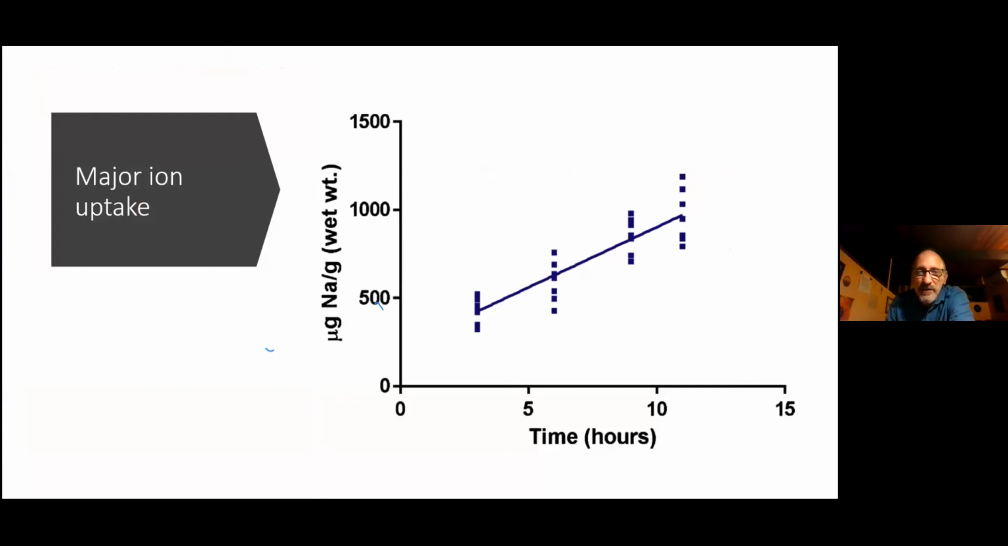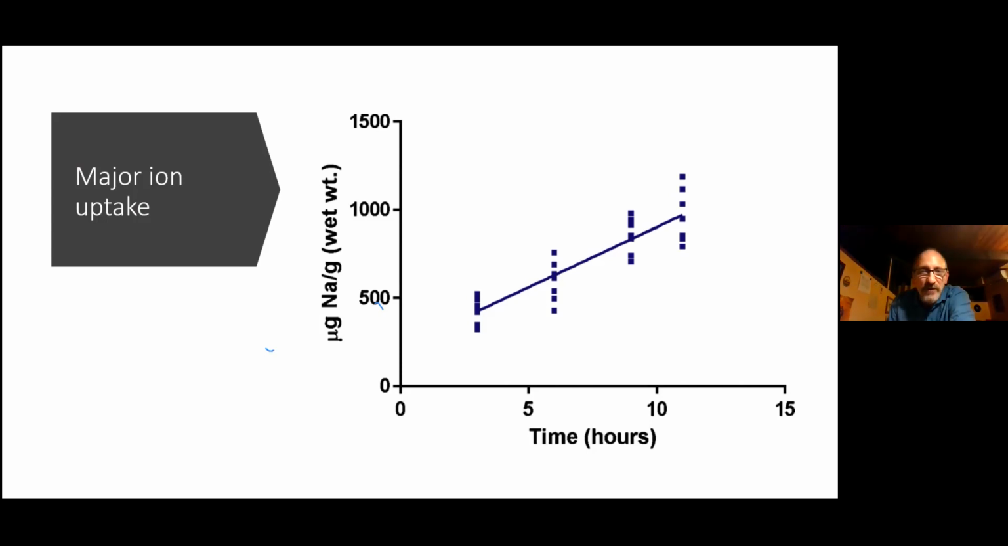Basically we do these experiments with isotopes. This would be sodium-22. We put these animals in exposures, pull them out, rinse them, count them on the gamma counter, and return them to their exposures. And we get rates of increase in sodium uptake over time.